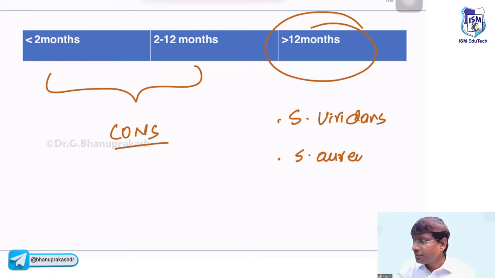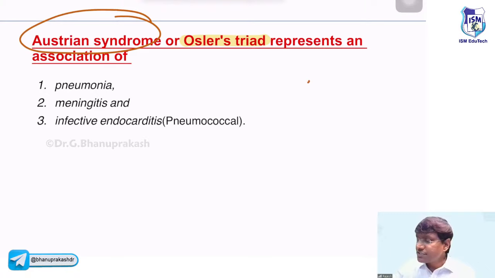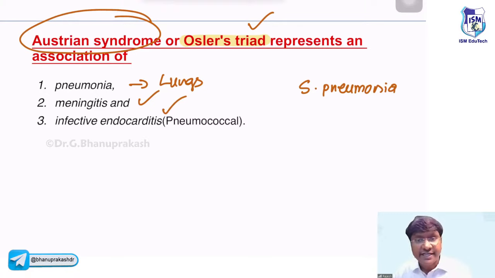You also need to be aware of a very important syndrome in infective endocarditis called Austrian syndrome, which is caused by Streptococcus pneumoniae. These patients have a triad, with three important organs affected. One is the lungs, in the form of pneumonia. Next, the brain, in the form of meningitis. And the heart, in the form of infective endocarditis. So this is Austrian syndrome, also called Osler's triad.